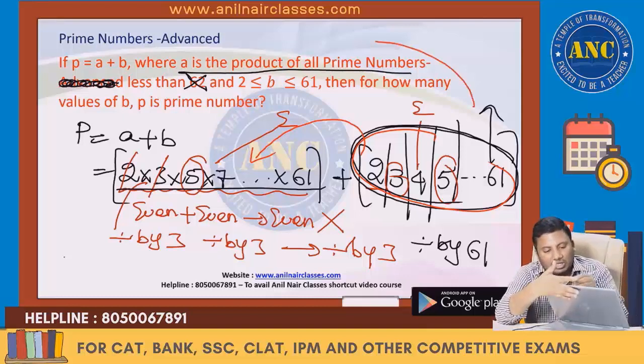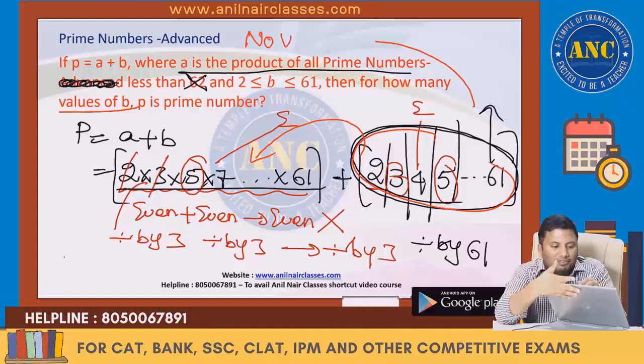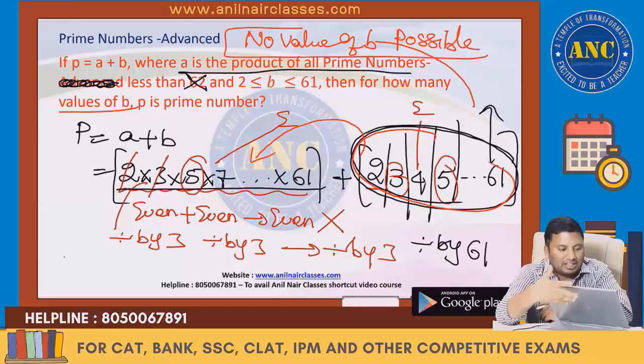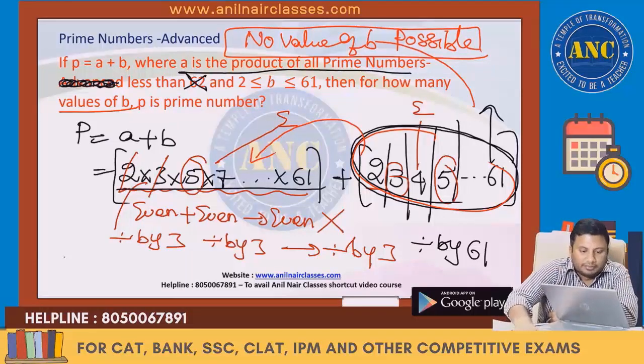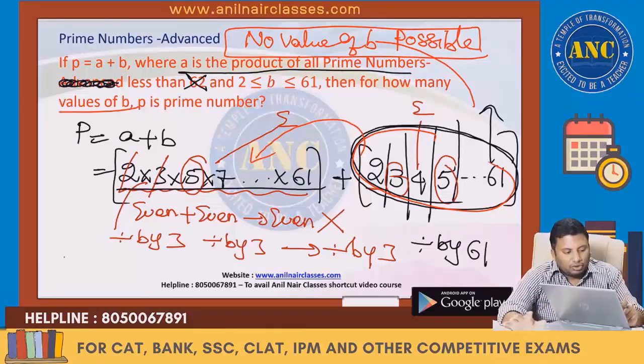Therefore, the answer is no value. How many values? No value of B is possible to satisfy this condition. The same model we discussed in the first or second session. I just twisted the question to make you understand. I hope it is clear. Write 2, 3, 5, 7.